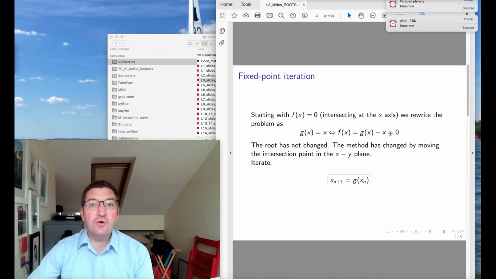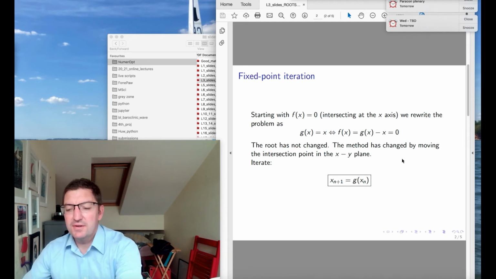And in the tutorials, we're going to look at more examples of this to get you used to it, because this rewriting process actually turns out to be the hardest bit of the fixed points. Well, one of the hardest bits. But the root has not changed. The method is we just moved the intersection point.